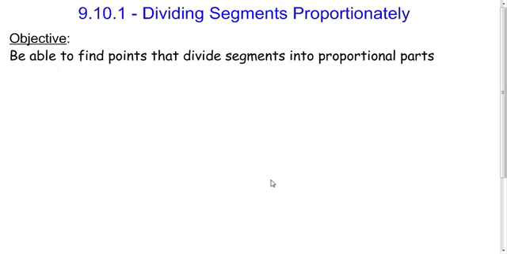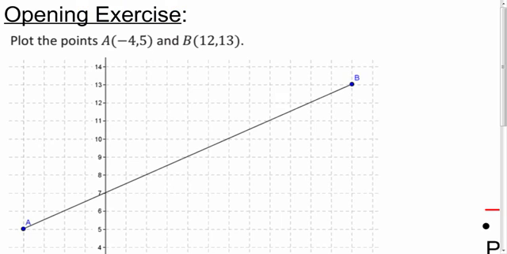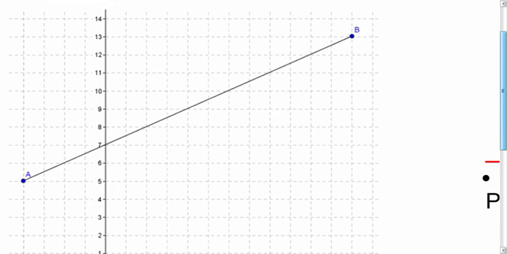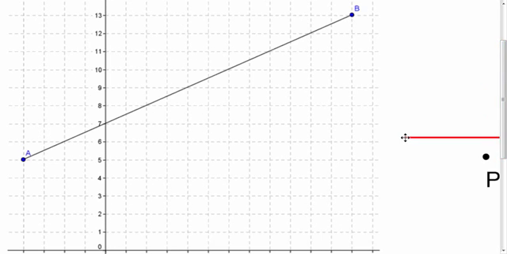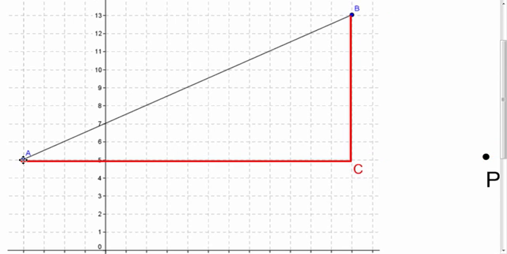Hello, class. In this lesson, we're going to learn how to divide segments proportionately. So we're going to deal with this segment first, and we're going to draw a right triangle with this segment as its hypotenuse. Sometimes it's called the up and over triangle because it's used to figure out slopes and distances. And so if we do that, we end up with this triangle.